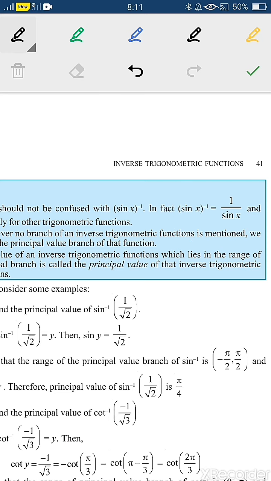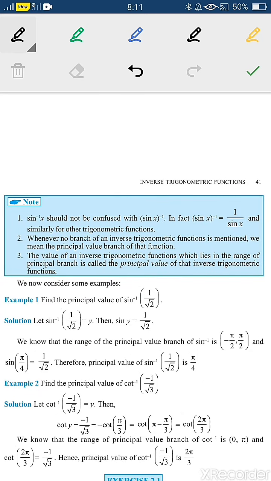The second point is, whenever no branch of an inverse trigonometric function is mentioned, meaning nothing is mentioned, the principal value branch is not mentioned, we simply mean that the function lies in its principal value branch. Third point: the value of an inverse trigonometric function which lies in the range of the principal branch is called the principal value of that inverse trigonometric function. Mark this point, very important.